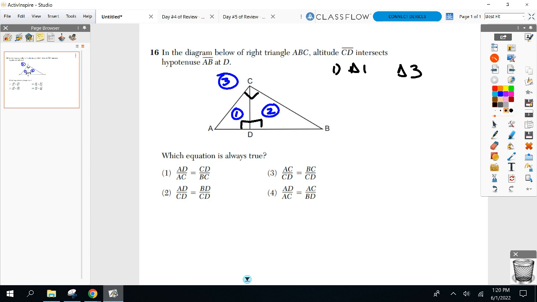What symbol am I going to put in between 1 and 3? Similar. Angle, angle. Two and 3: they both have right angles and they both share what angle? Angle B. What do I know about 2 and 3? Similar. 1 and 2 are both similar to 3, so what do I need to know about 1 and 2 now? Forget about angle, angle. They're both similar to 3, so 1 and 2 are also similar.